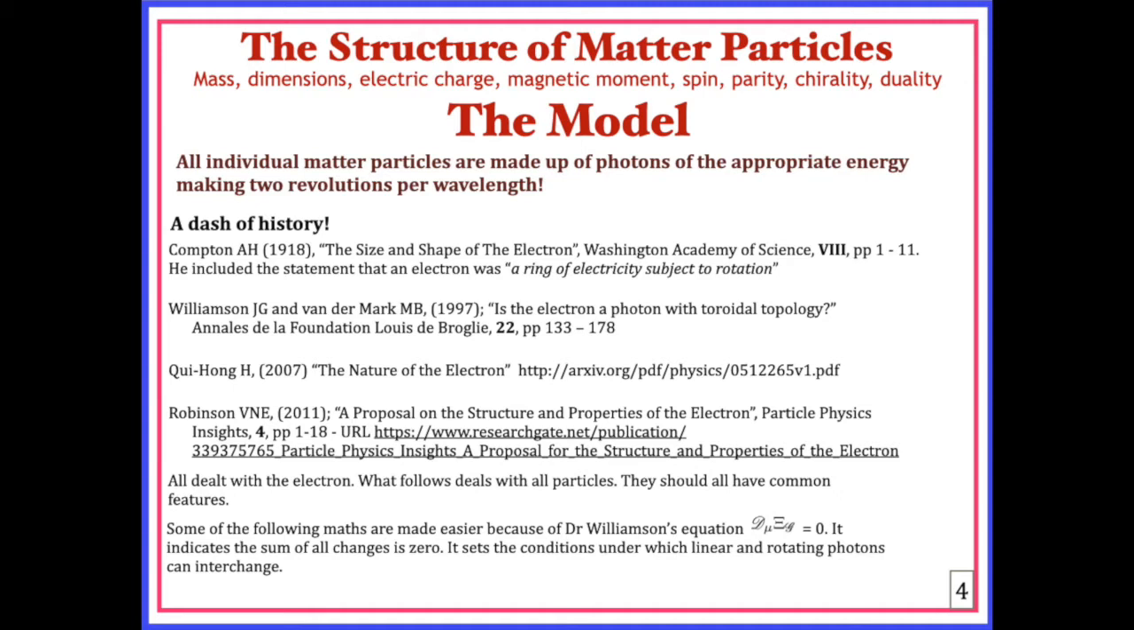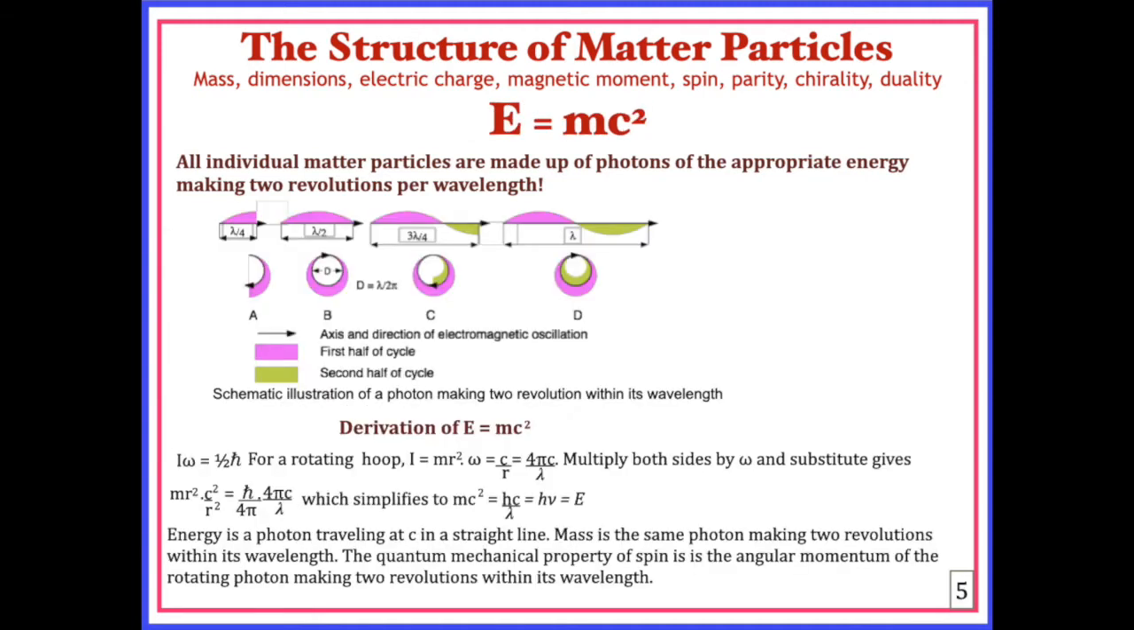Some of the following mathematics is made easier because of Dr. Williamson's work. He sets out the mathematical terms under which linear and rotating photons can interchange. He will answer questions relating to the mathematical support for the model in a future presentation. This is what is meant by a photon making 2 revolutions per wavelength. It is the simplest possible presentation, and it's just intended to show some important features. When they are established, some of the complexities can be introduced.